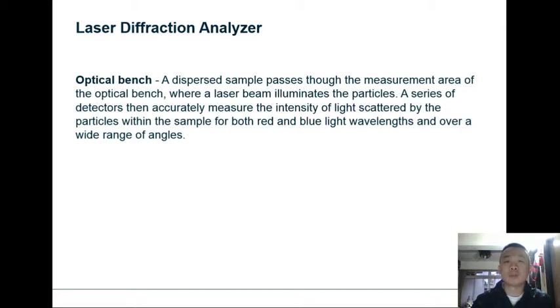So again, what you're going to do is take your sample and feed it into the optical bench, the laser will hit the particles, the laser signal will get scattered because of the particles, and then at the end you have a detector that picks them up, and this is what generates the results for the particle size.